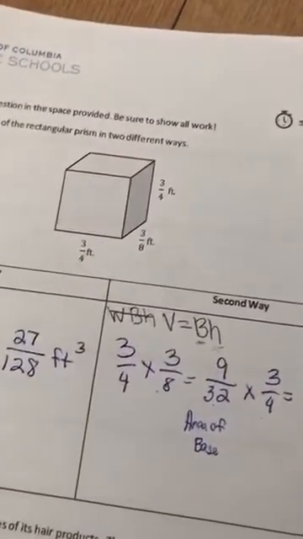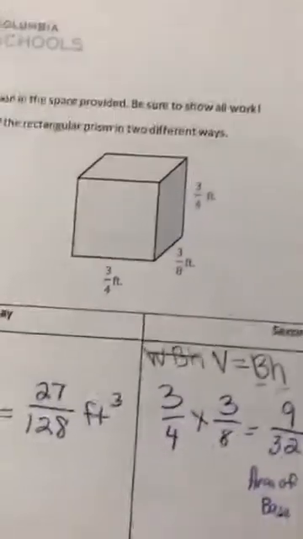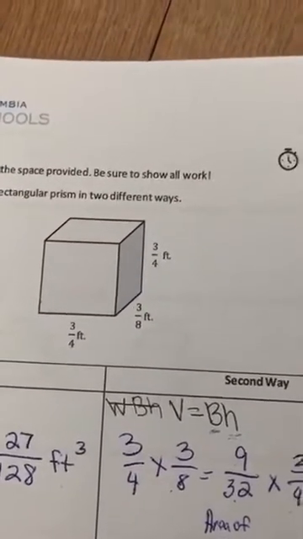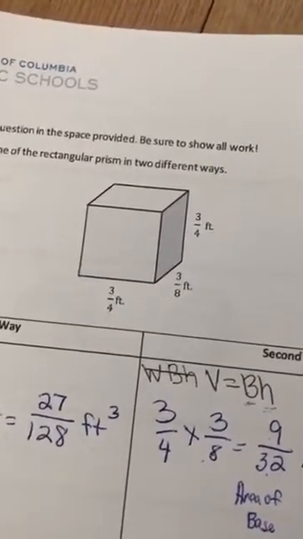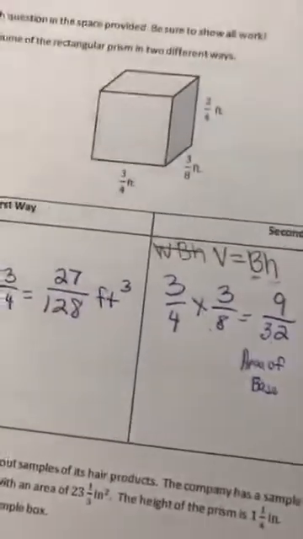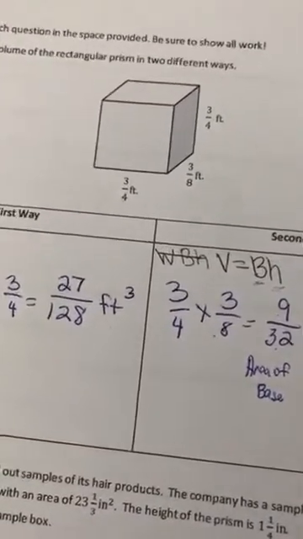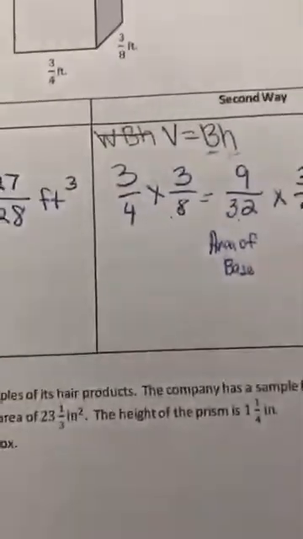Okay, just for the person who just got here, we are doing the exit ticket. All right, week 5, day 1. Exit ticket. We just did number 1. Now we're on to number 2.